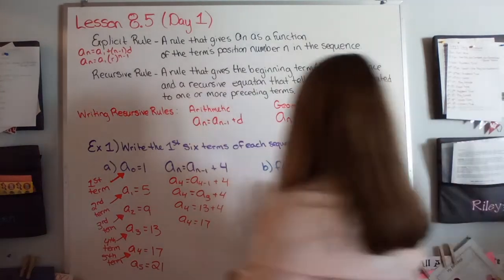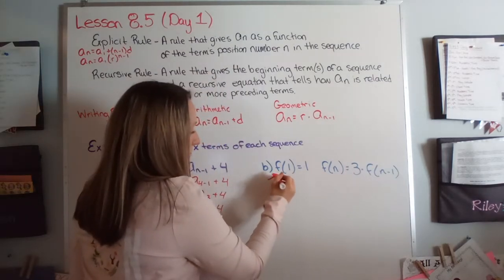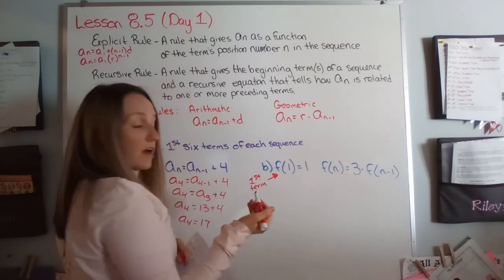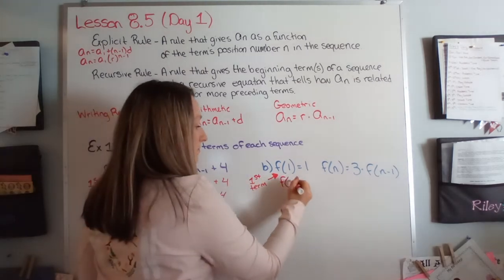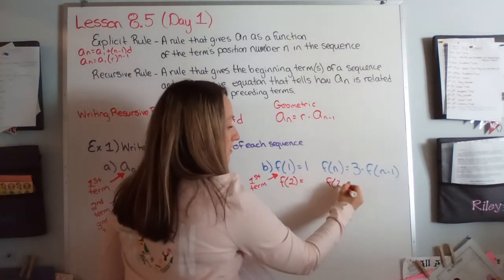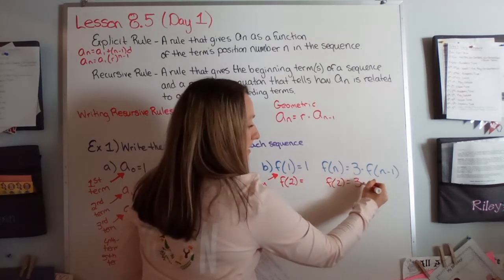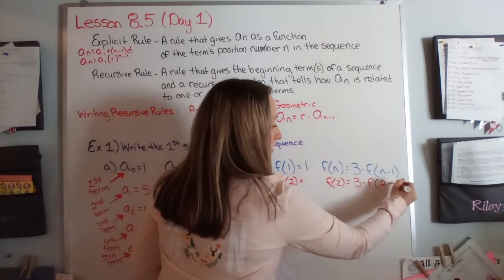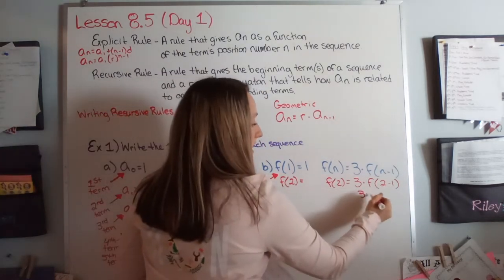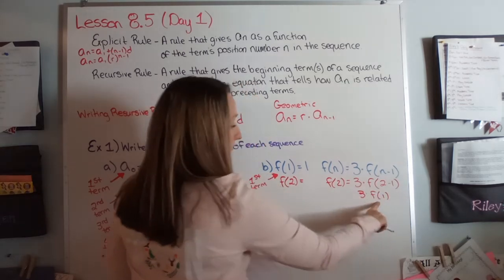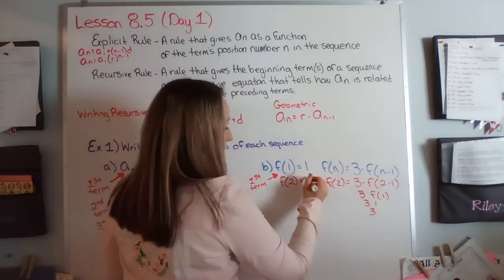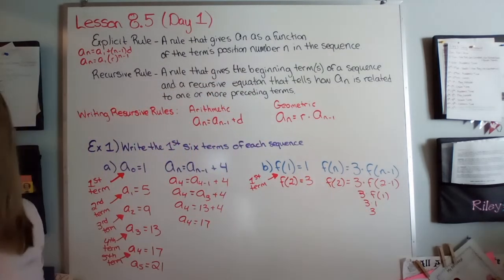So again, this is your first term. f of 2 is going to be my second term. To figure that out, I'm going to use the rule. f of 2 is equal to 3 times f of 2 minus 1. Well, what is 2 minus 1? 1. So it's 3 times f of 1. And what is f of 1? Well, it was defined as 1. So 3 times 1, which is 3. So the second term is 3.